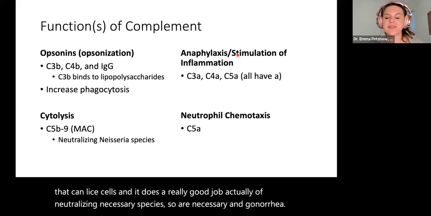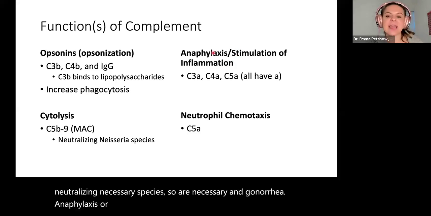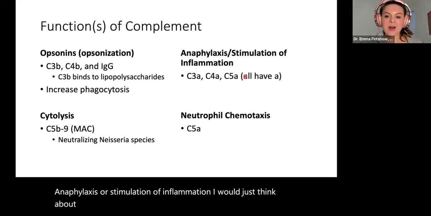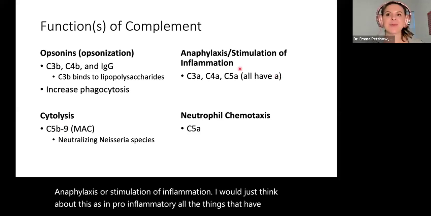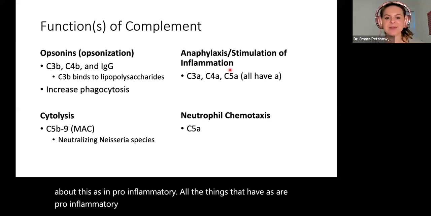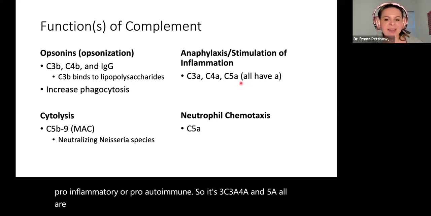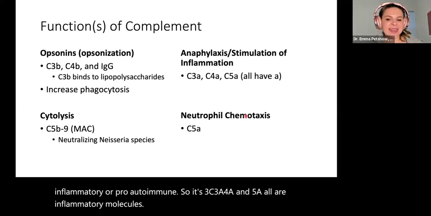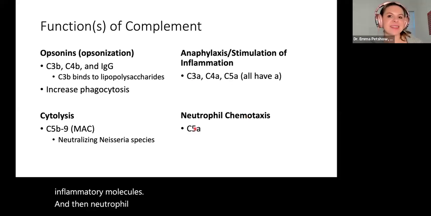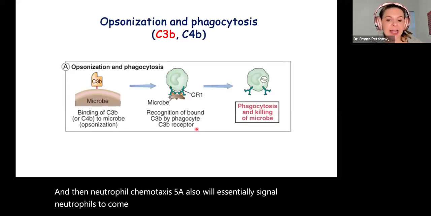Then anaphylaxis or stimulation of inflammation. I would just think about this as pro-inflammatory. All the things that have A's are pro-inflammatory, or pro-autoimmune. So it's C3a, C4a, and C5a. All are inflammatory molecules. And then neutrophil chemotaxis: C5a also will signal neutrophils to come to this region or this area.